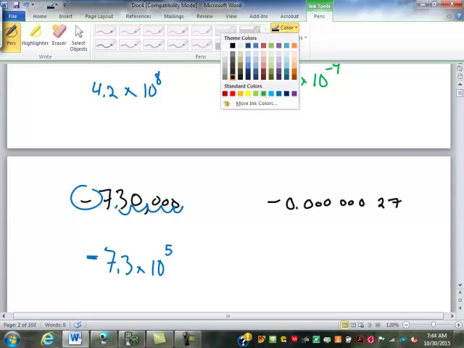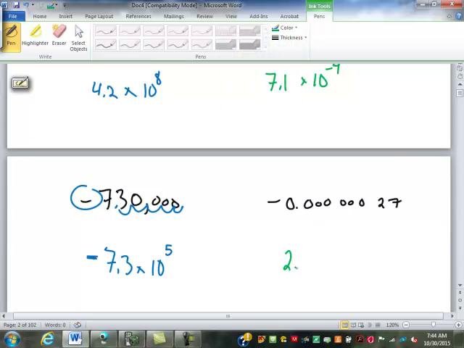So how about this one? Okay, 2.7, and then it is 3, 6, 7, negative 7. And then the negative goes in front again. Not so bad.